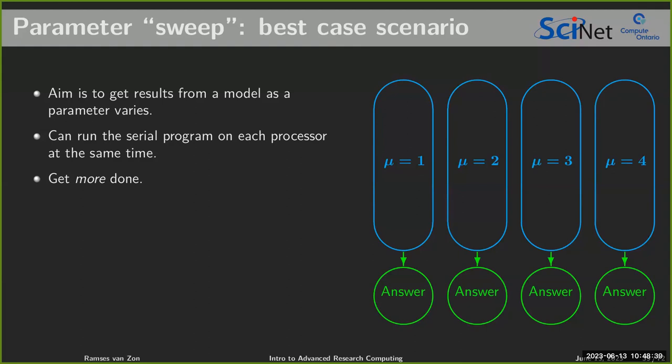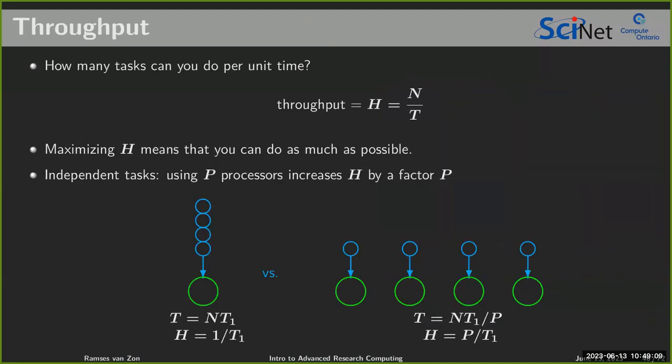In the best case, which is kind of the case we have here, we have what's called a parameter sweep. So we have a set of different cases with a different parameter, denoted here with mu for no particular reason. And each of the mu values gives a different answer. And obviously they could be run, because they're not communicating in any way, on a different processor, and you get more done. So this would take 4 hours on a single core. It will take 1 hour on four cores. Simple, get more done.